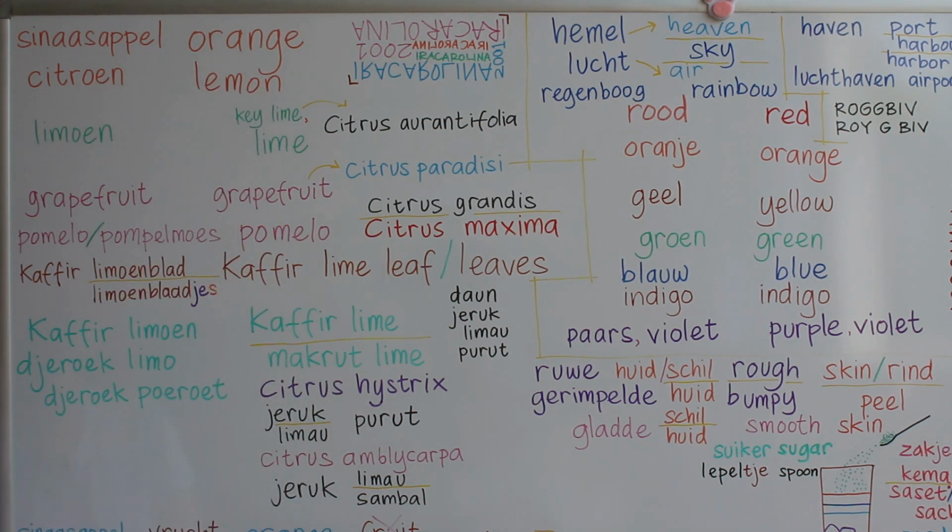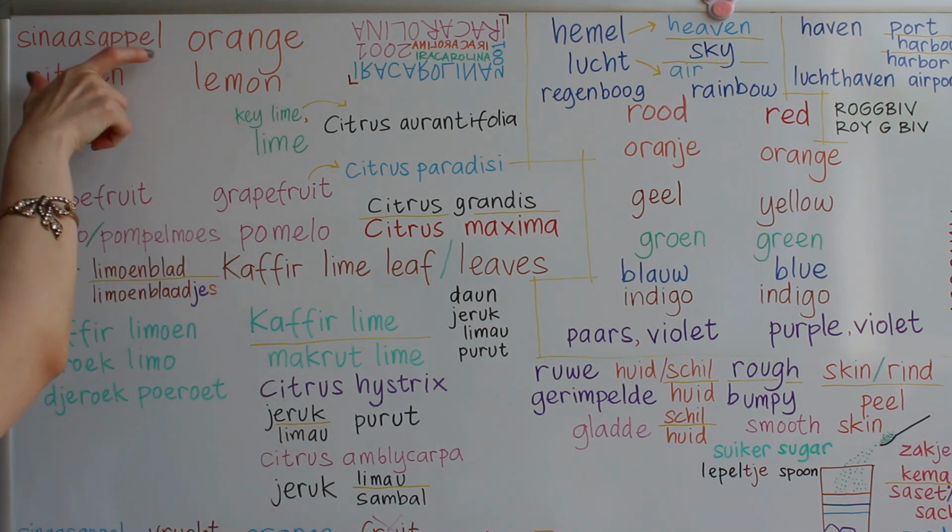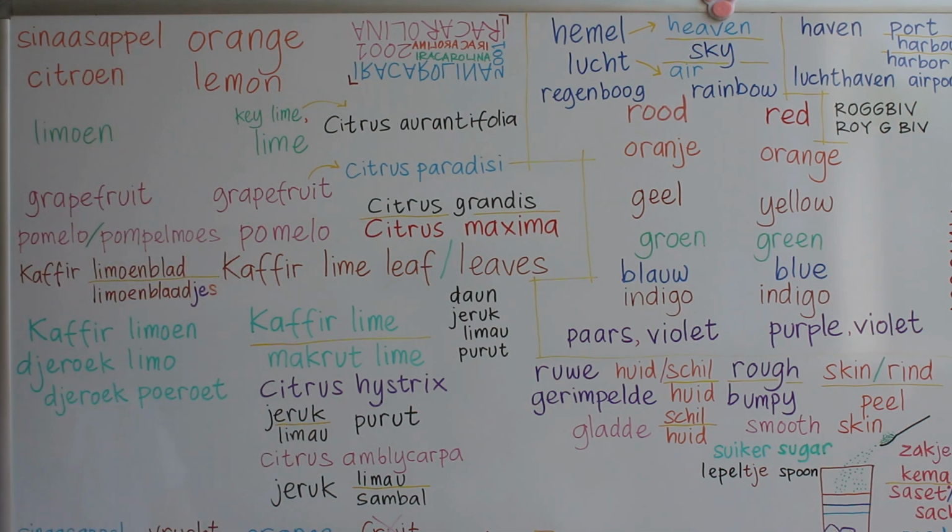Orange in Dutch, or Netherlands, is sinaasappel. Apple is apple. Sinaas is from China, or in Dutch it is China. So one word, sinaasappel, is apple from China. Sinaasappel. Sinaas. China.